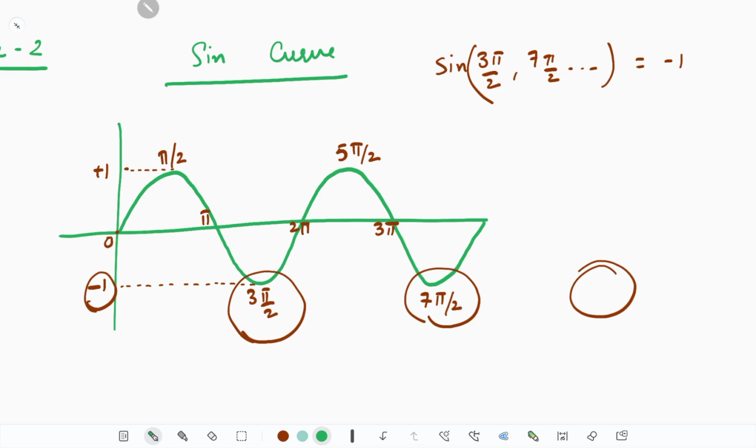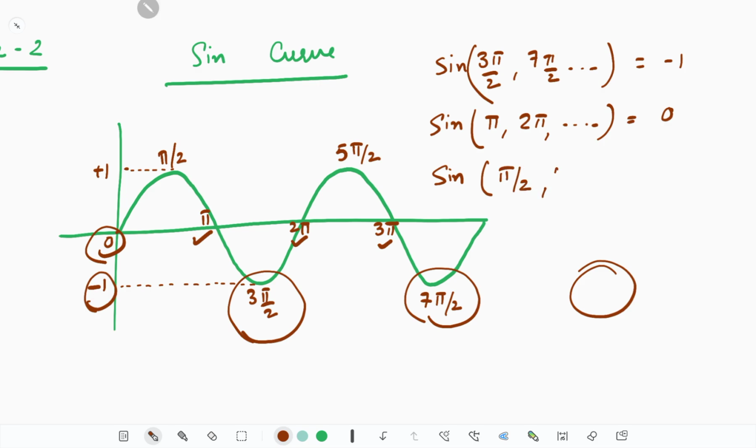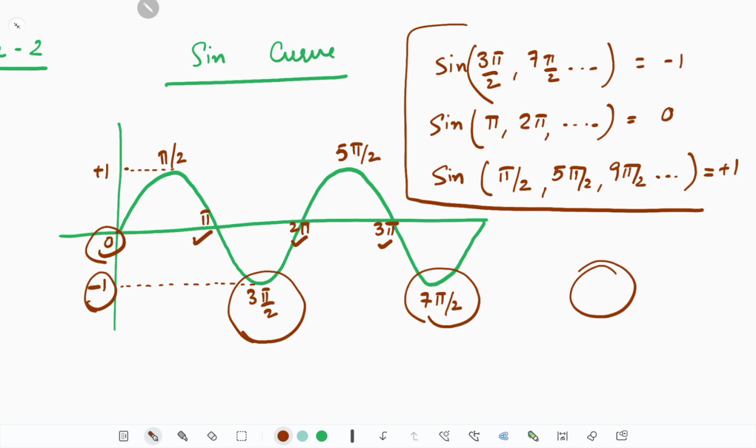If you will get the value of sine pi, 2 pi and so on, then the value will be 0, that is this for pi, 2 pi and 3 pi. If you want the value of pi by 2, 5 pi by 2, or you want to find the values of 9 pi by 2 and so on, that answer will be plus 1. From these terms, from these direct formulas, you can derive the values of sine.